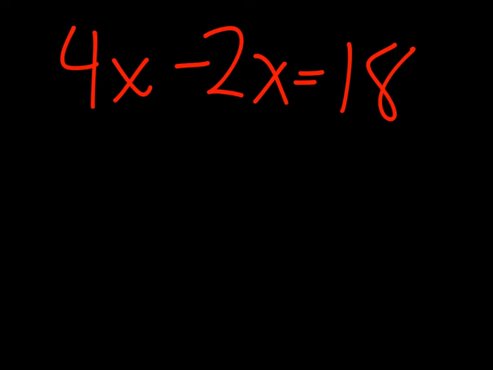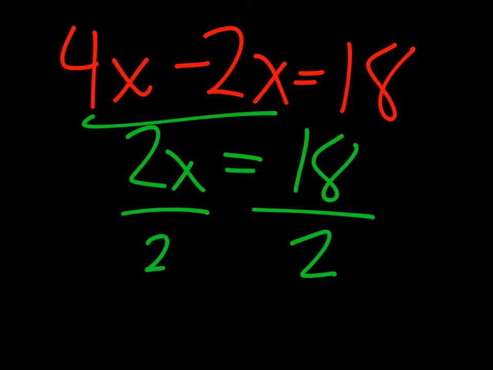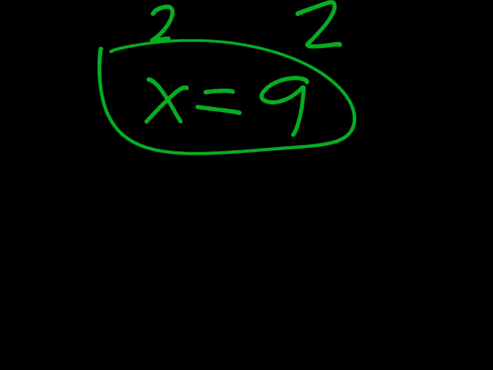Okay, easy one. 4x minus 2x equals 18. So this one is quite simple. All you gotta do is combine like terms, divide, and you have your answer, okay? So 4x minus 2x gives us 2x equaling 18. 4 minus 2 is 2. That's why we got that. 2x equals 18, divided by 2 on both sides. And now we have x equaling 9. Another example.